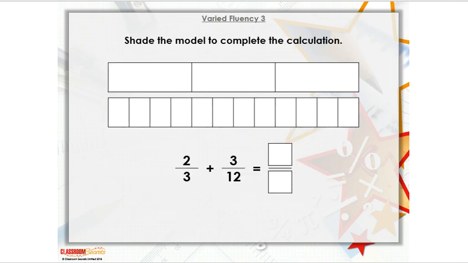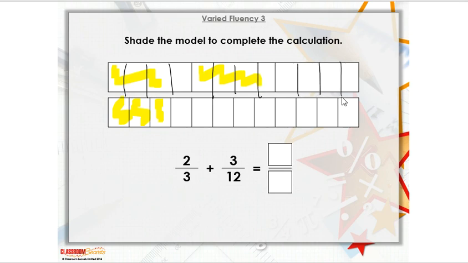So another type of question you're going to see is one of these. Nice and straightforward, but it's differently phrased. Shade the model to complete the calculation. So we want 2/3 coloured in. 1, 2, 2 out of 3, and 3/12. 1, 2, and 3. And we've got to add them together. Or we could look at it this way, and we could make this into 12ths and work it out this way. And then we can double check it with calculating instead of doing it the other way around.